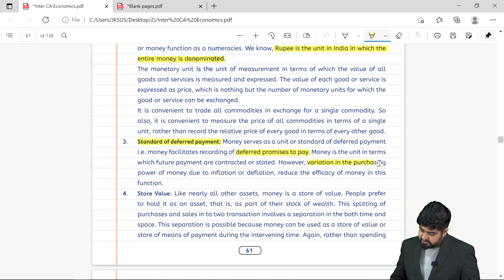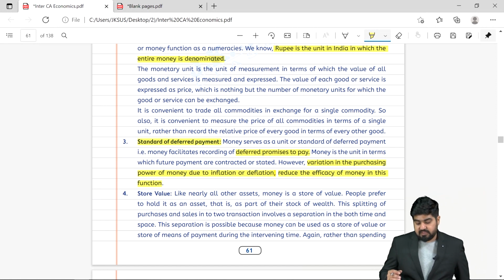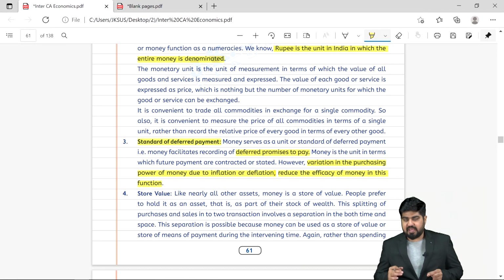However, variation in the purchasing power of money due to inflation or deflation reduces the efficacy of money in this function. Definitely, inflation and deflation will change the money valuation. However, still, standard of deferred payments can be done in the most efficient manner by money.